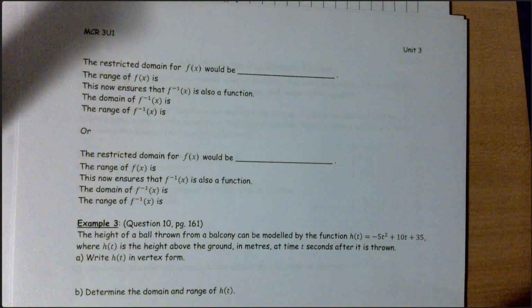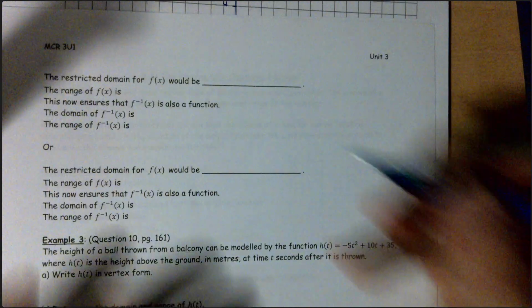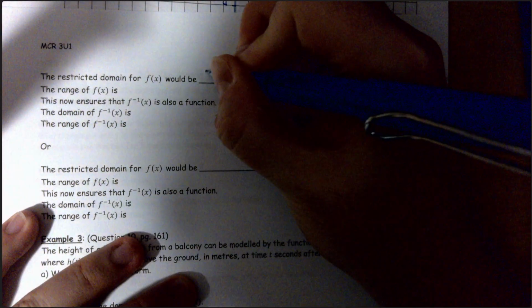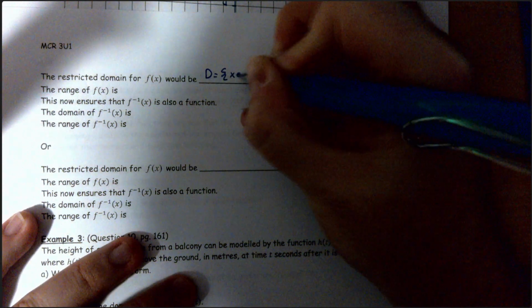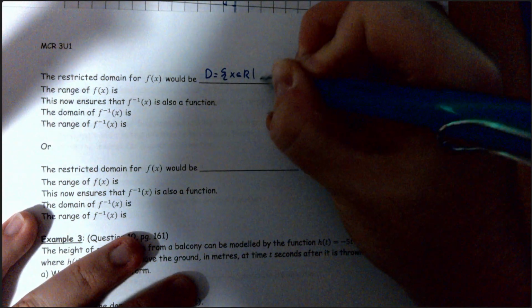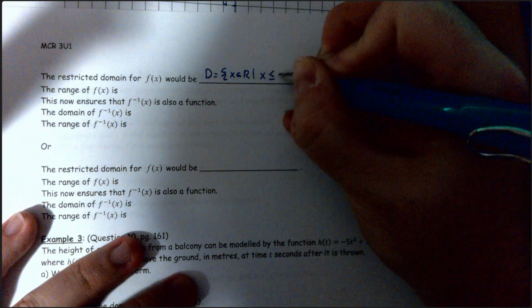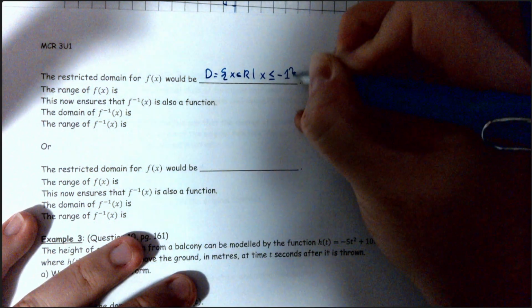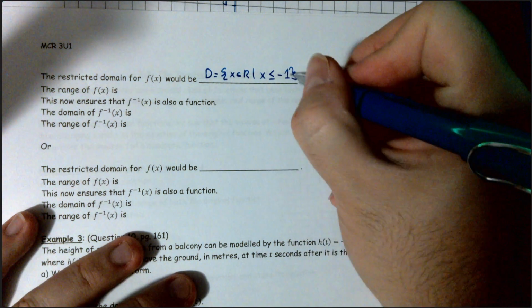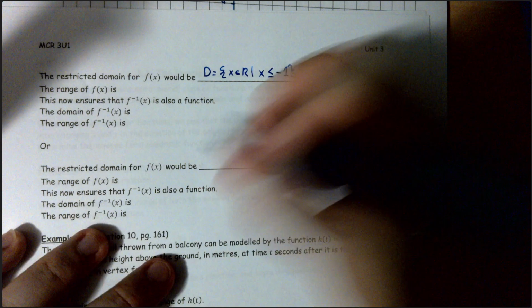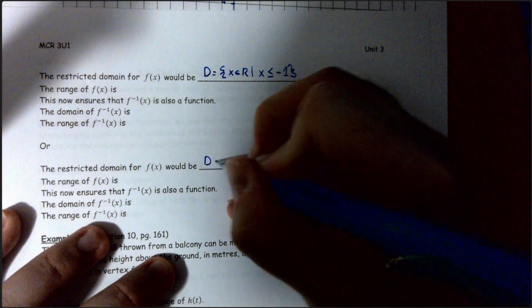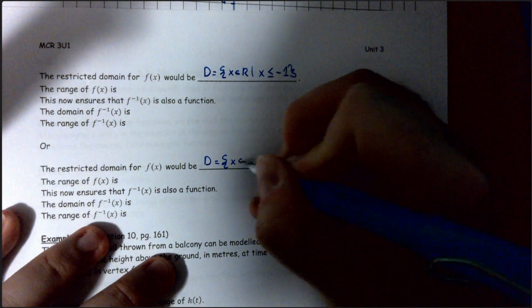But the restricted domain for f of x would be, I'm just going to copy the answer here so that you have it for your notes. x is an element of the real numbers, where x is less than or equal to -1. Obviously, the order doesn't matter. You can have a greater than -1 here and then less than here. Doesn't matter. It's both options. Doesn't matter which one goes first.